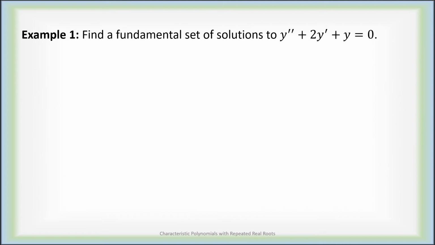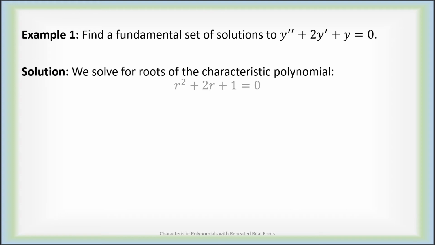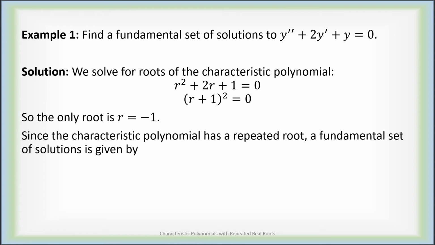Let's put these ideas into practice with an example. Find a fundamental set of solutions to y double prime plus 2y prime plus y equals 0. Well, the characteristic polynomial gives me r squared plus 2r plus 1 equals 0. What are the roots of this expression? Just negative 1. So we have a characteristic polynomial with a single root of minus 1. Since it has a repeated root, we apply our new technique and say a fundamental set of solutions is given by e to the r1x, e to the minus x, and x times that, x e to the minus x. So there is a fundamental set of solutions.